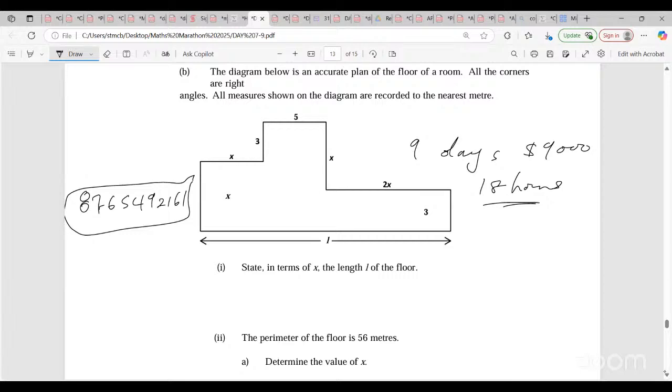45. All right. But you say in terms of X. So X of the involved, right?